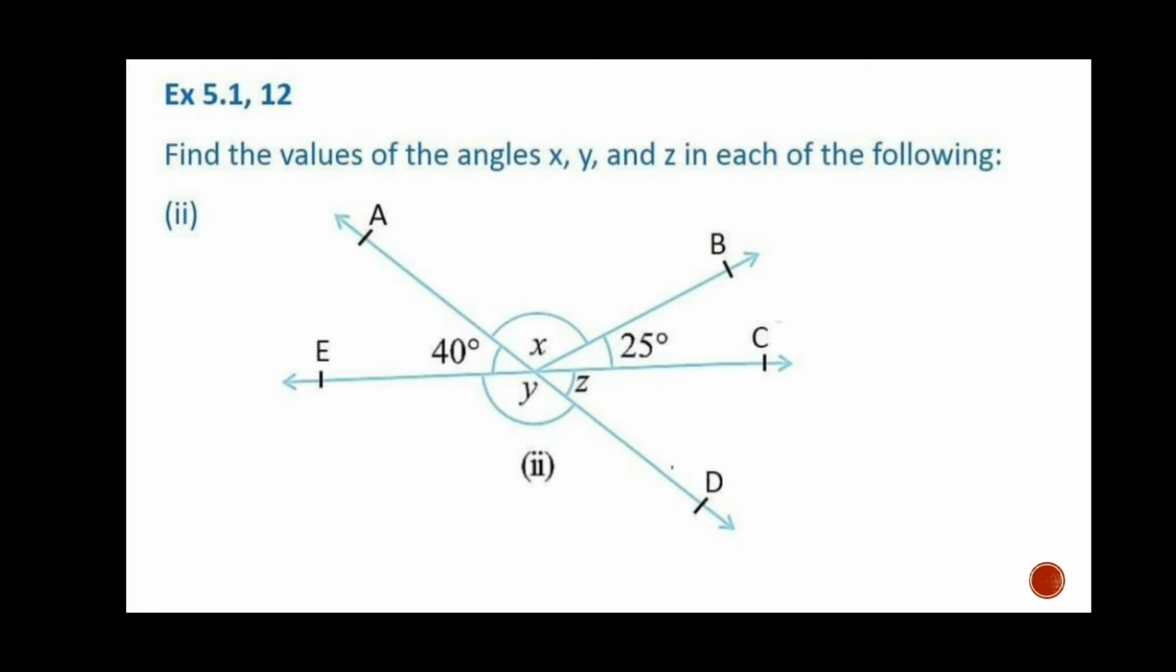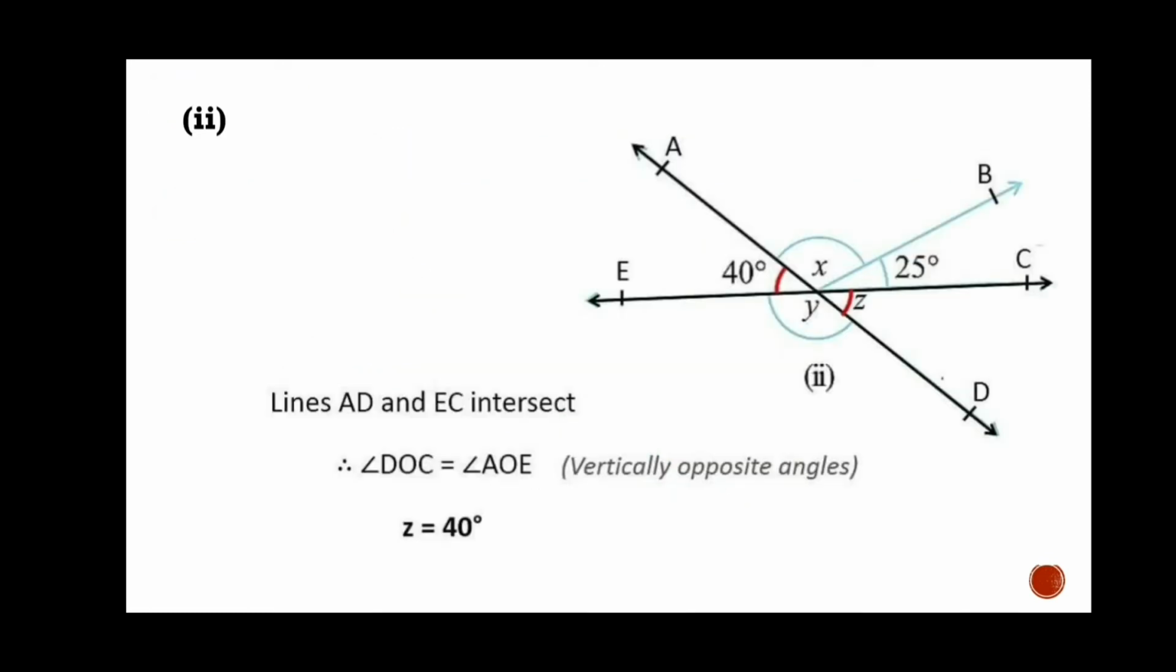Now the second part of question number 12 is to find the values of angles x, y and z. So let's see how we will find the values. First we will see that the two lines, the highlighted lines in black color, are AD and EC. And they are intersecting. When lines intersect, the angles thus formed are vertically opposite angles and they are equal to each other. So if this value is given as 40 degrees, then the vertically opposite angle of this 40 is z. It means the value of z is also 40 degrees.